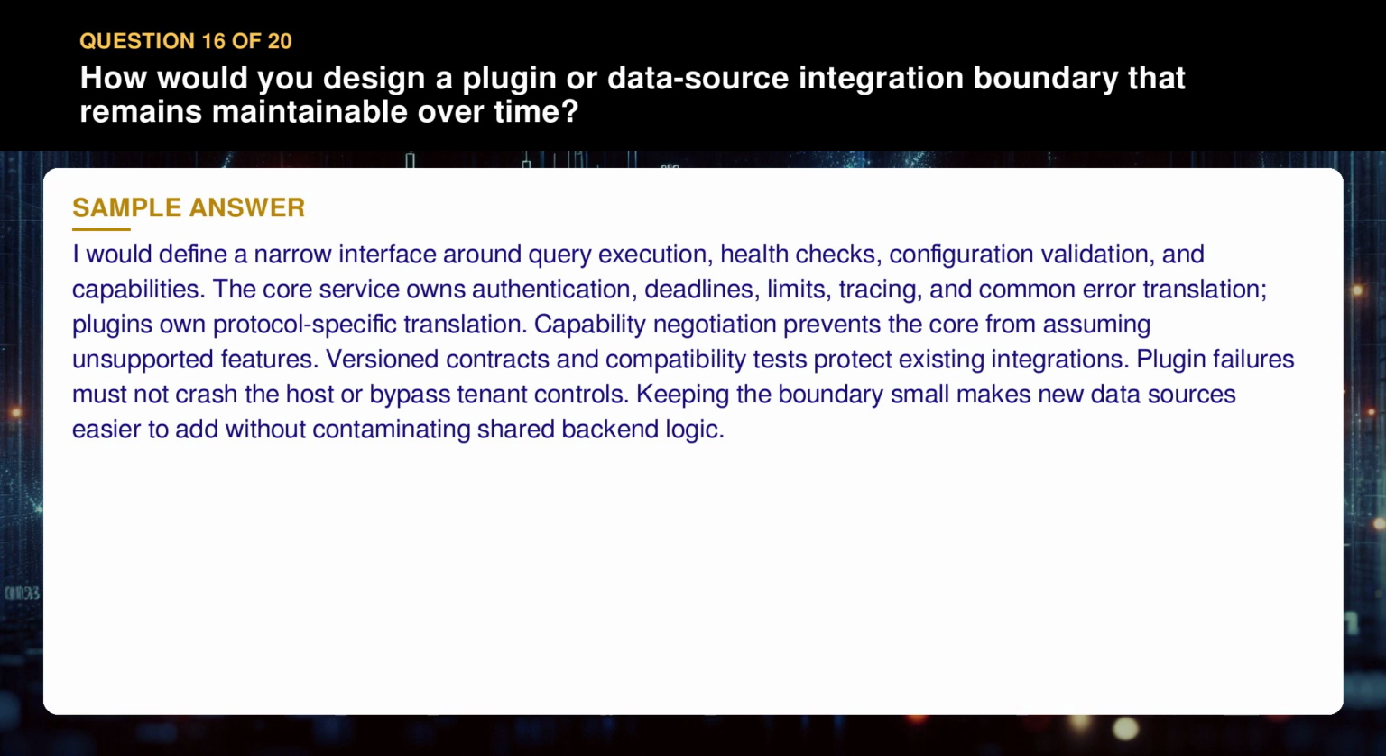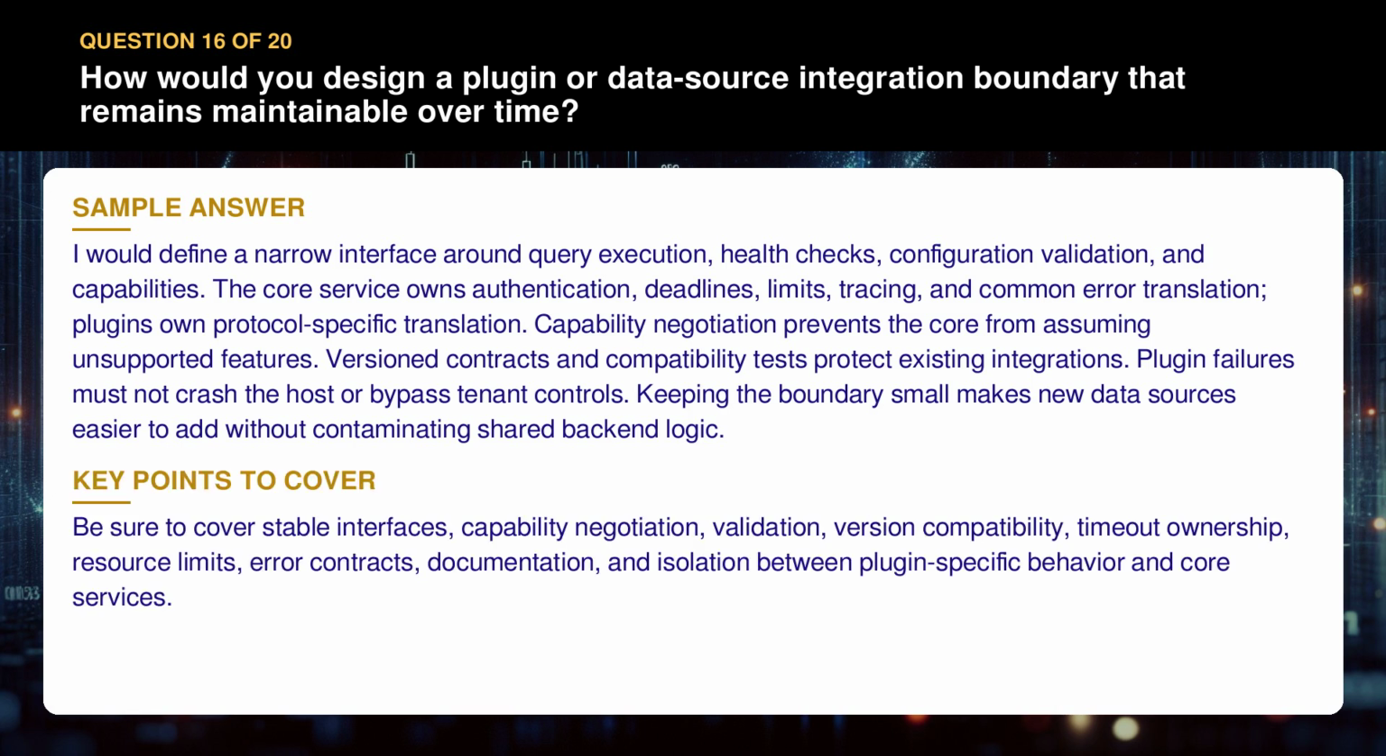Versioned contracts and compatibility tests protect existing integrations. Plugin failures must not crash the host or bypass tenant controls. Keeping the boundary small makes new data sources easier to add without contaminating shared backend logic. Be sure to cover stable interfaces, capability negotiation, validation, version compatibility, timeout ownership, resource limits, error contracts, documentation, and isolation between plugin-specific behavior and core services.